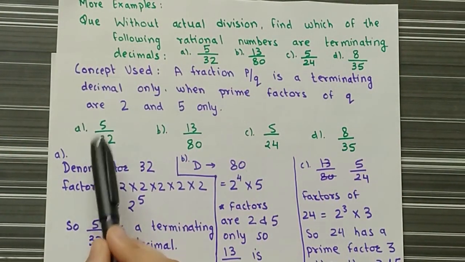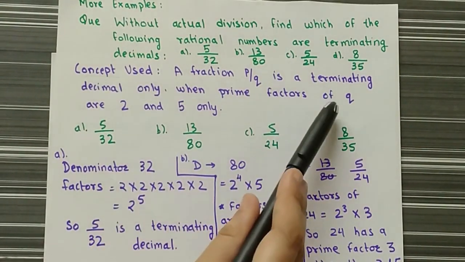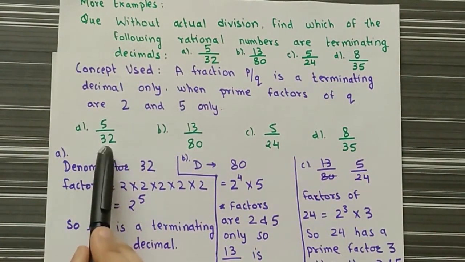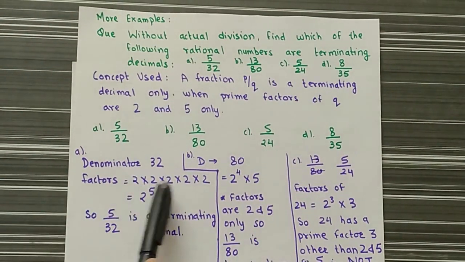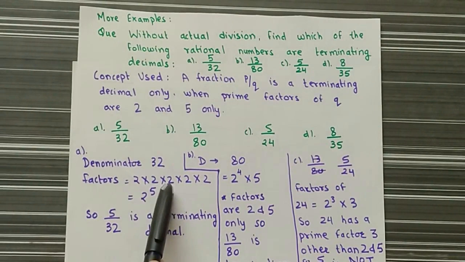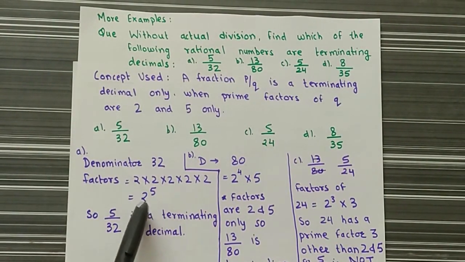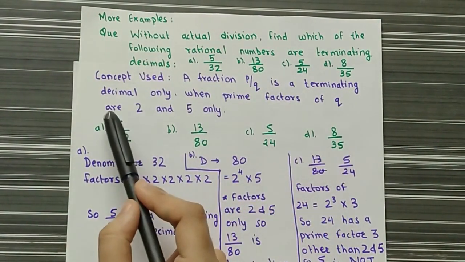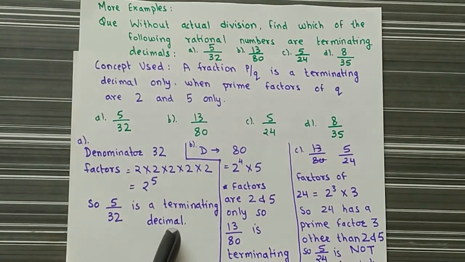We will take the first rational number, 5 by 32. What we have to do is first write the denominator. The denominator of 5 by 32 is 32. Now we will write all the factors of 32. The factors of 32 are 2 into 2 into 2 into 2 into 2, that is equal to 2 to the power 5. So the prime factor of the denominator q is 2 only. So this decimal will be a terminating decimal.